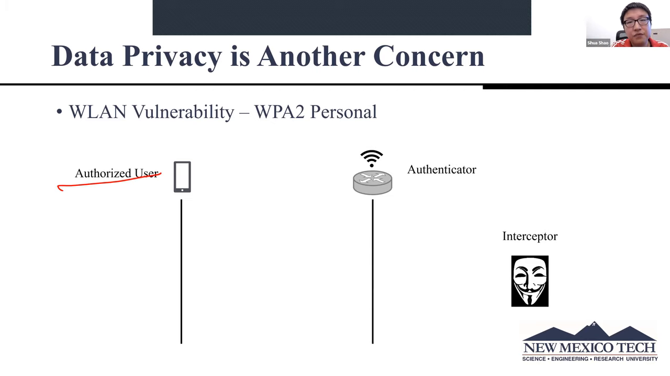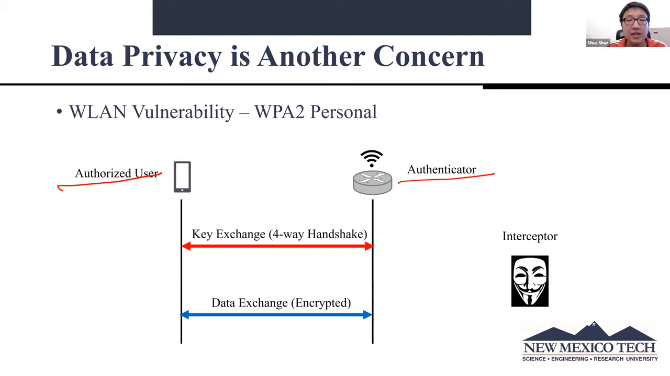But no matter whether it's the first, second, or third time, every time the authorized user will communicate with the authenticator, which can be the Wi-Fi router, through a key exchange process. This key exchange process involves a four-way handshake, which will create a key that encrypts the data exchange later on.